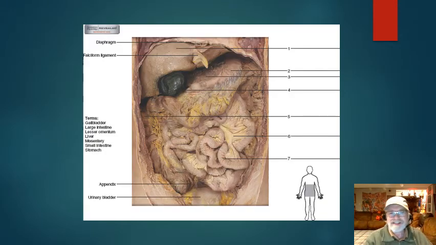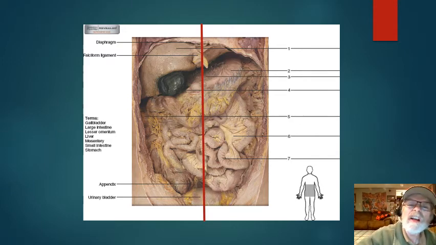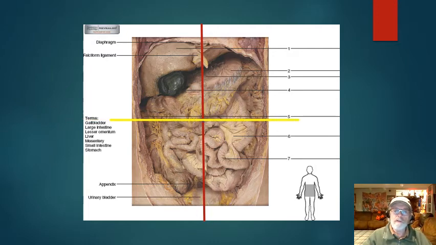Oh, this is good. What we have here is a cadaver. Let's look at the cadaver and divide it into quadrants. There's my vertical line, because right here you might see the little tab of the xiphoid. Then down here would be the area of the pubis, and the umbilicus is going to be somewhere around in this area. Then let's draw my horizontal line. There we go. There's my horizontal line.